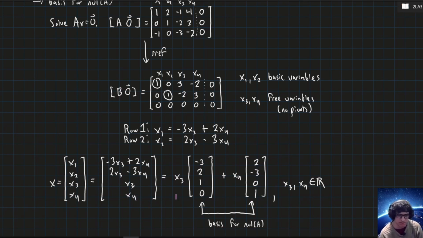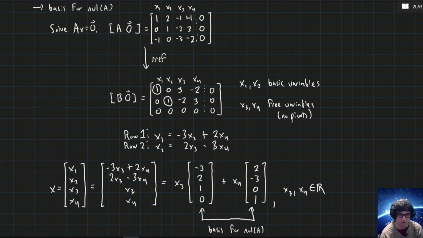So this is the generalized and parameterized form of the solution. And we remember that x3 and x4 are free variables, so they can be any number. That means that this set is a span. We're taking linear combinations of these two vectors. They're independent vectors, so these are going to be the basis for the null space. So that's the procedure for finding the basis for the null space. And we'll need to remember how to do this when computing eigenvectors.